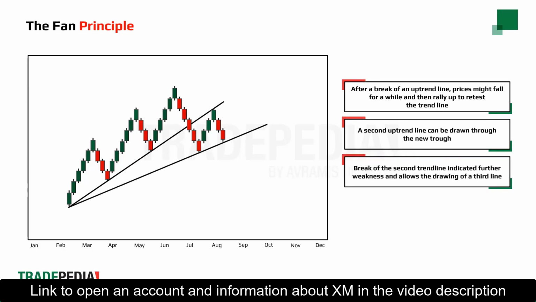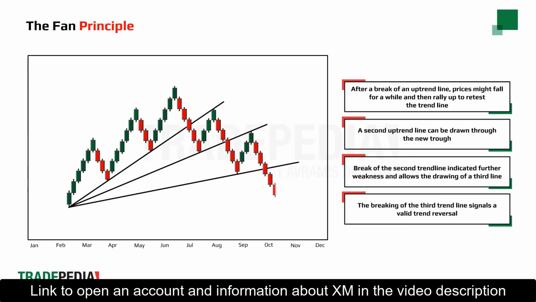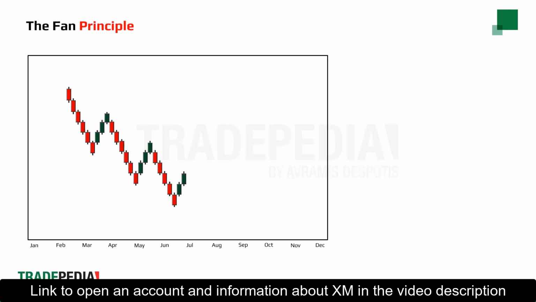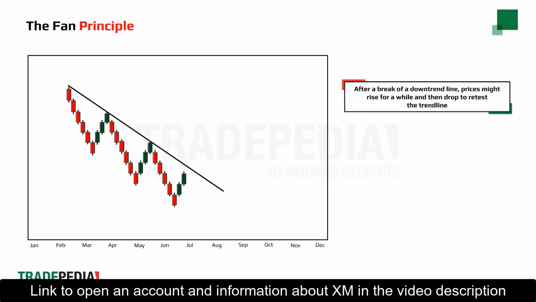The break of the second trend line indicates further weakness and allows the drawing of a third trend line. The breaking of the third trend line signals a valid trend reversal. After a break of a downtrend line, prices might rise for a while and then drop to retest the trend line, which serves now as a support zone.